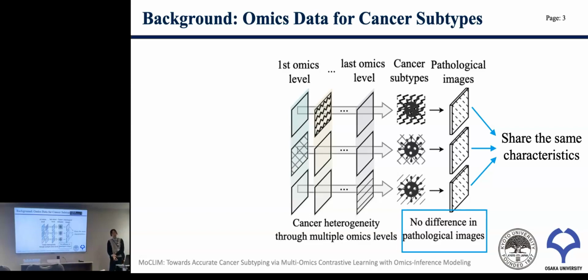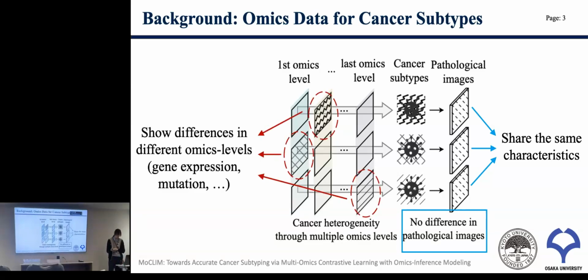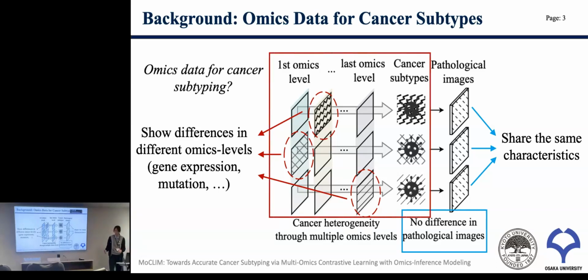However, identifying cancer subtypes is not easy. In clinical settings, doctors always find that different subtypes share the same characteristics in pathological images or other medical images like CT scans. So there are no differences in these image layers. However, the differences are hiding behind these images. In these figures, we can see three different cancer subtypes, and the differences can appear in the different omics layers.